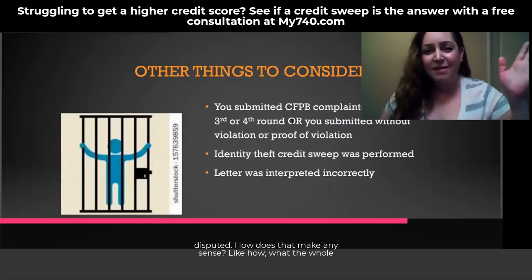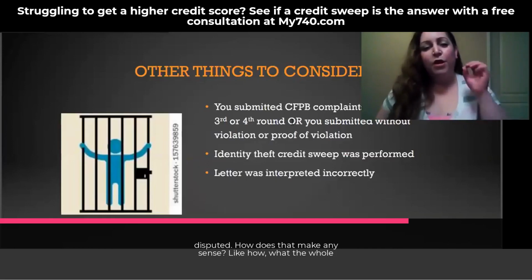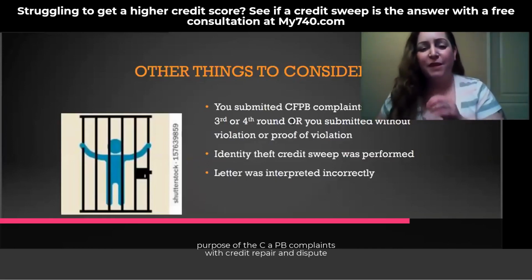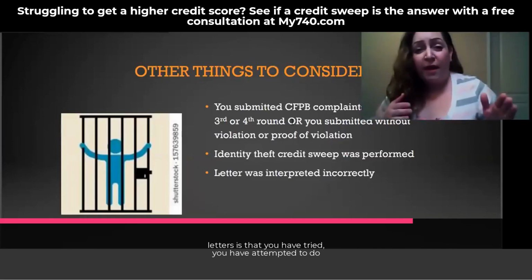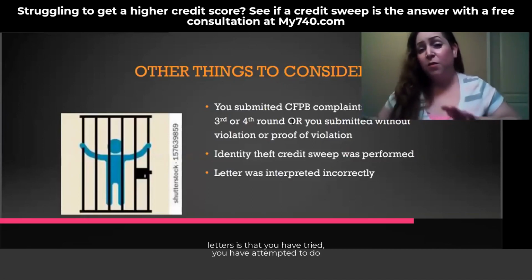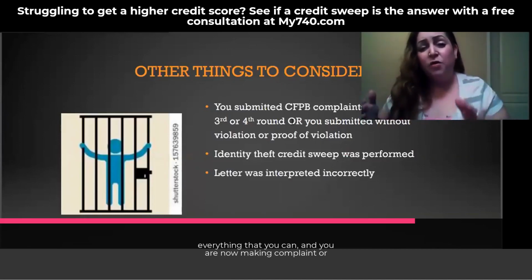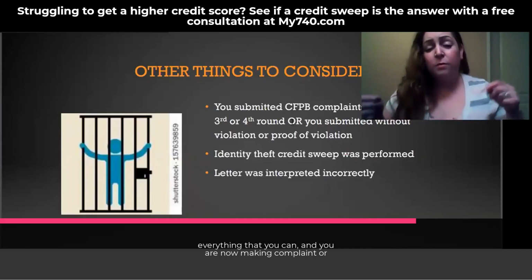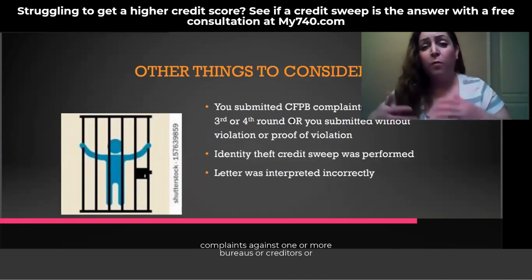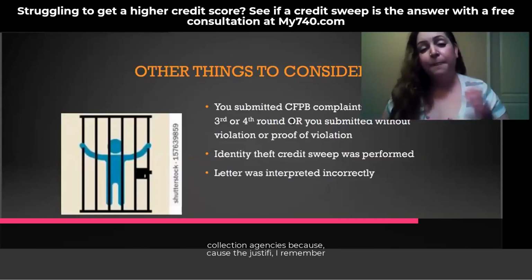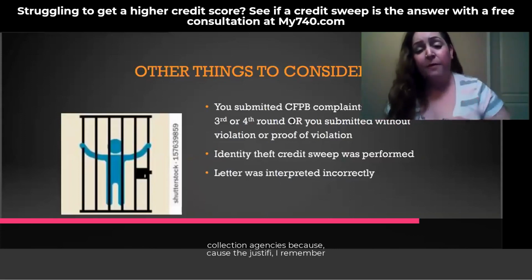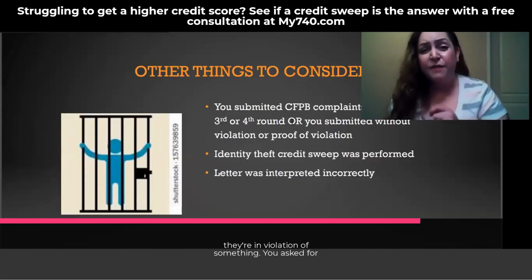How does that make any sense? The whole purpose of the CFPB complaints with credit repair and dispute letters is that you have attempted to do everything that you can, and you are now making a complaint or complaints against one or more bureaus or creditors or collection agencies because, remember, there is a justifier: they're in violation of something.